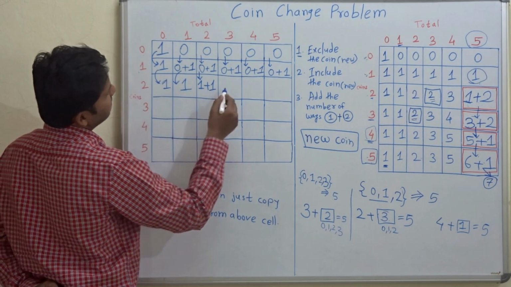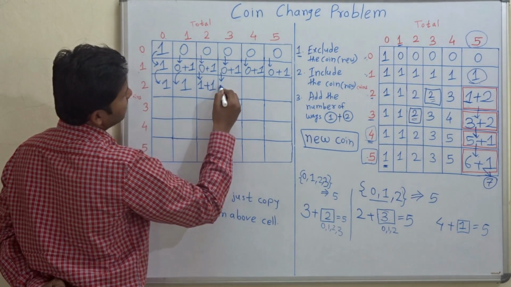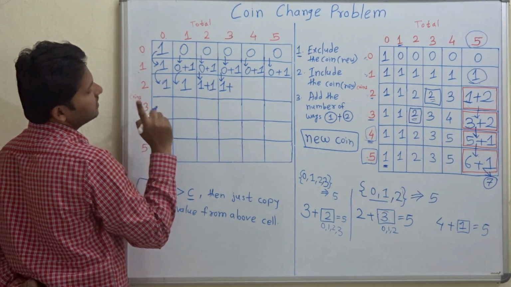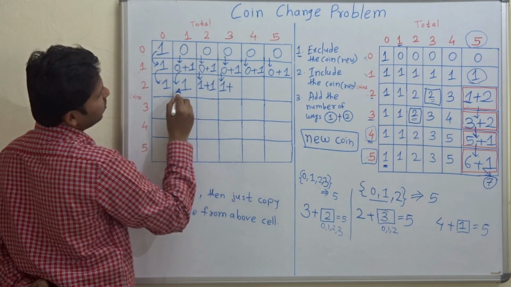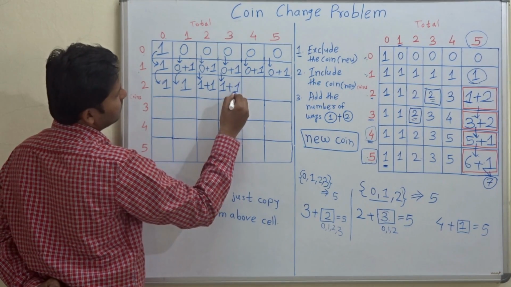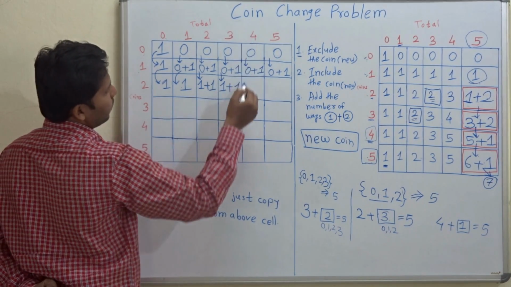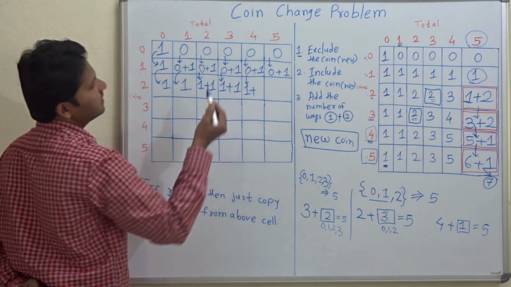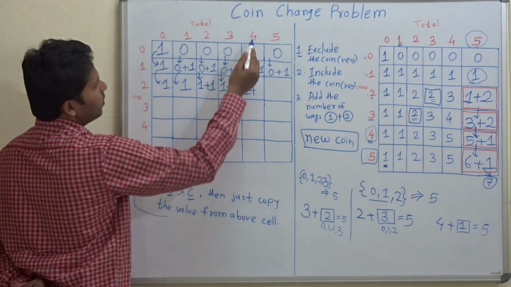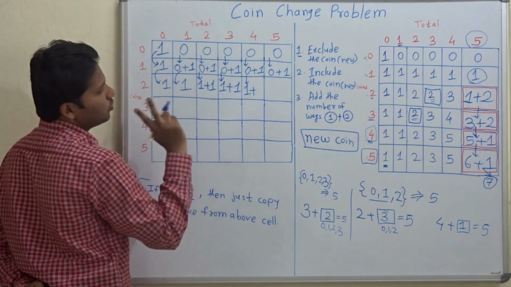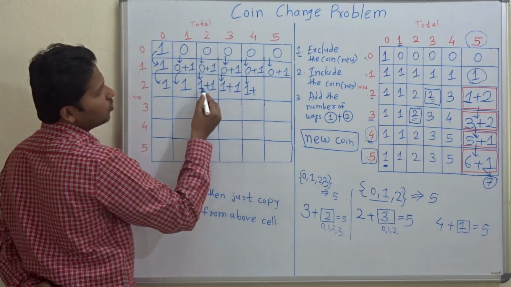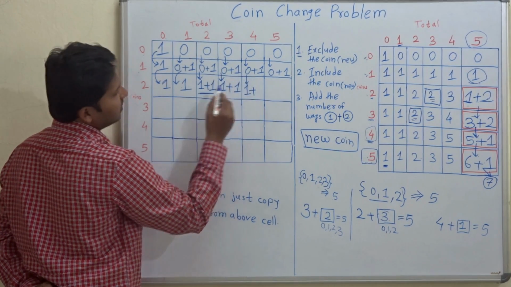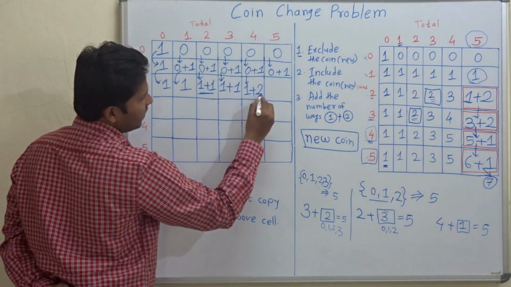Now again for this row, 0 plus 1 is 1, plus 3 minus 2 is 1. So go to the first column and take this one here. Yes. Now for 4, copy the value from above cell, plus 4 minus 2 is 2. So in the same row, go to the second column, and take this value here. So 1 plus 1 is 2. So I have taken this 2 here.